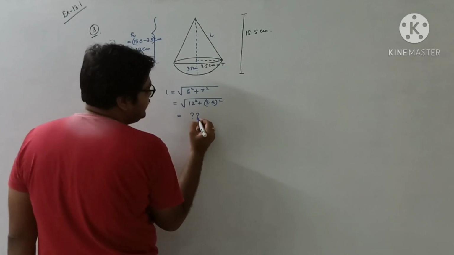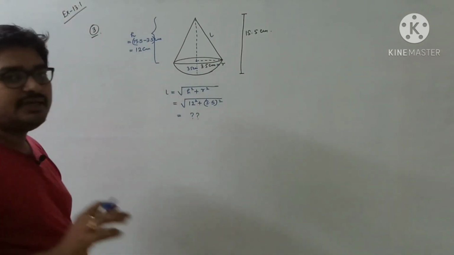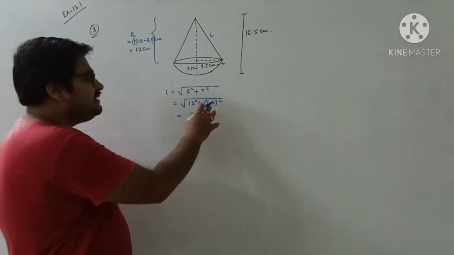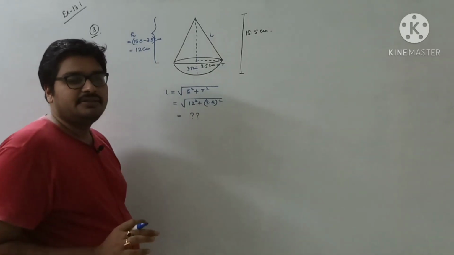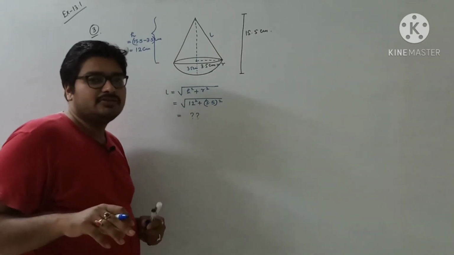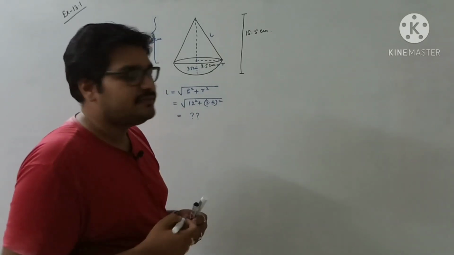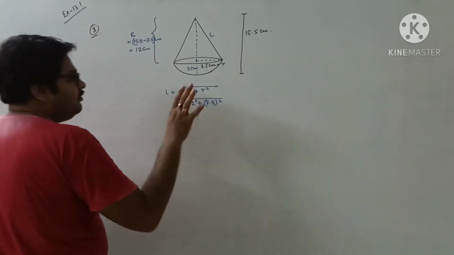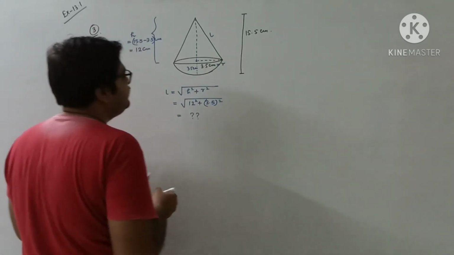I think you can calculate it yourself. Calculation is totally over. It will come in decimal after doing the square and after addition. You know the division method for square root, so apply that to find out. So you will get the value of L. I will say only the procedure.